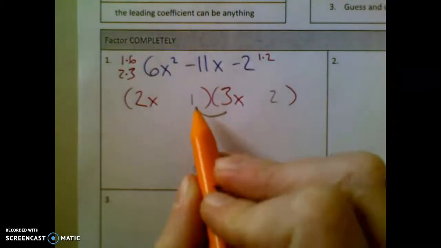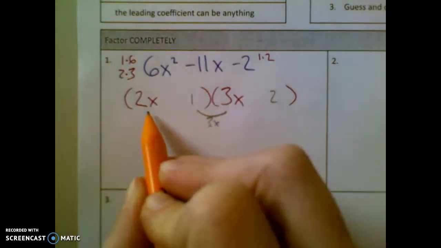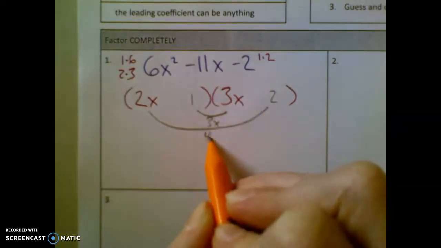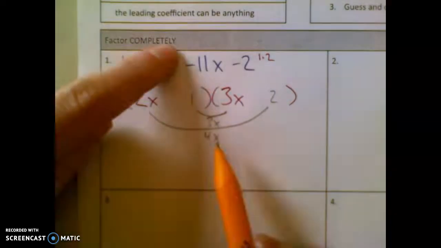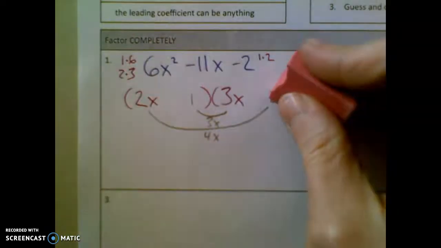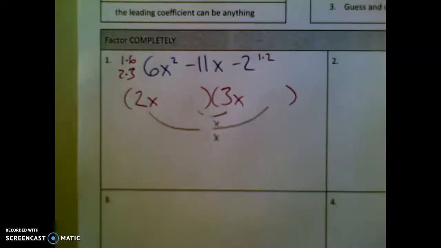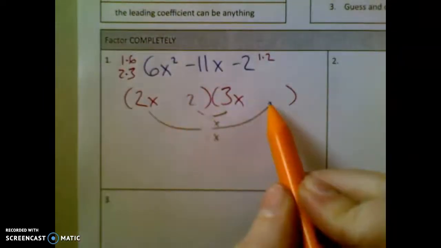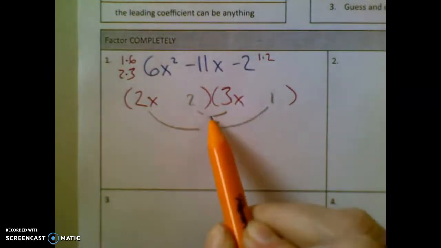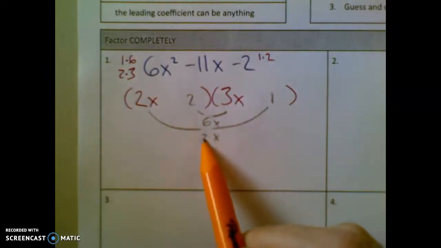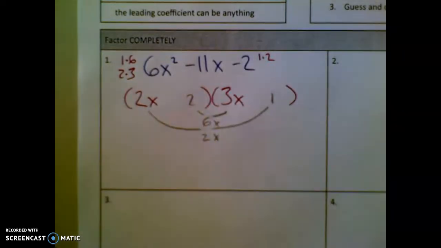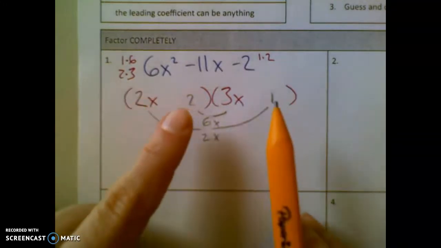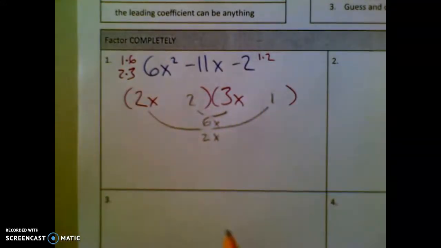I'm going to check my inner product. 1 times 3x is 3x. And my outer product, 2x times 2 is 4x. Well, can 3x and 4x give me a negative 11? No. So I'm going to swap those and try a 2 and a 1. Well, 2 times 3x is 6x, and 2x times 1 is 2x. Can 6 and 2 give me negative 11? No, there's no way. So using 2 and 3, I have tried every possible combination, which means that 2 and 3 must be wrong. In this case, the closer together ones were incorrect, but usually you're going to find your answer within those.